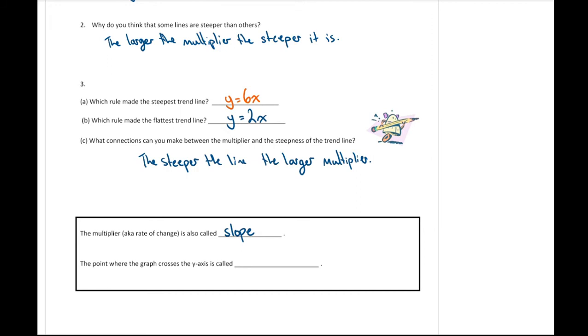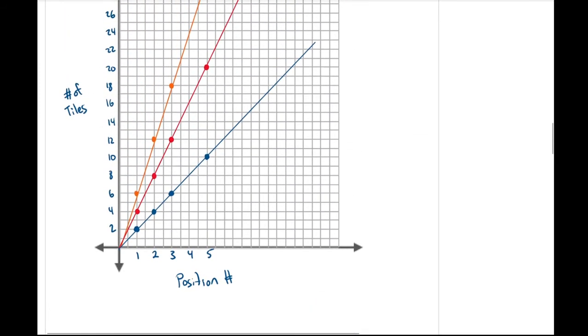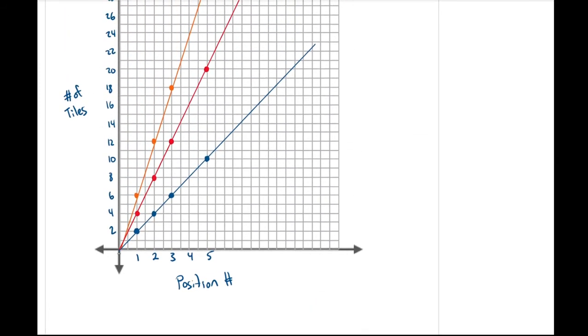Another helpful term is the point where the graph crosses the y-axis is called the y-intercept, because it's crossing or intercepting the y-axis. So that's why we refer to it as the y-intercept. So that's basically where the line crosses the y-axis. So if I go back here, I see all of my lines cross the y-axis at this origin, or 0, 0.